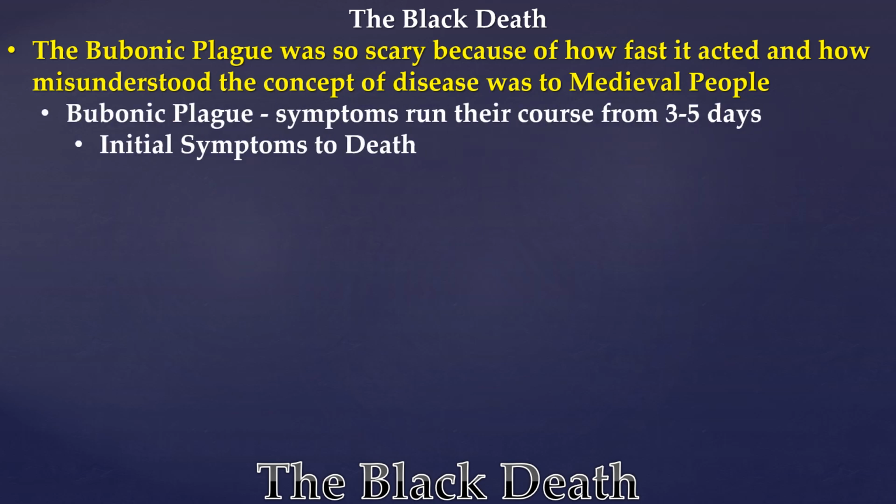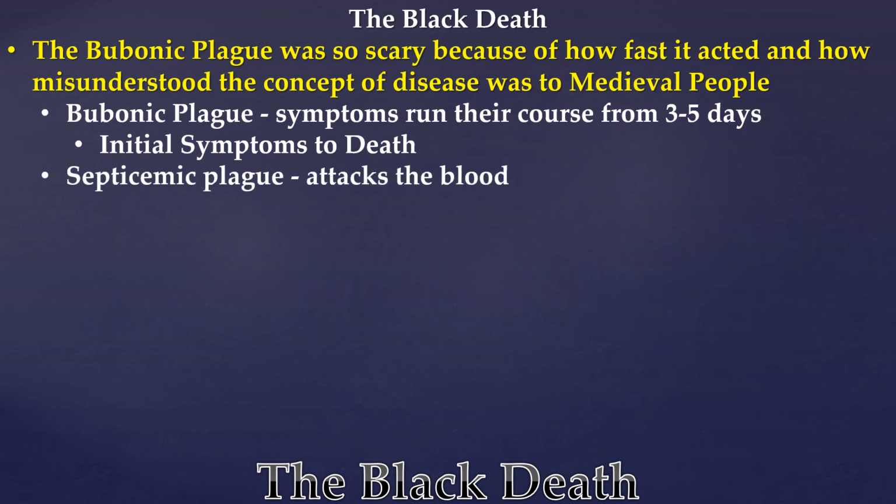Bubonic plague, their symptoms will run their course in 3 to 5 days. So what does that mean? That means from the initial symptoms to if this disease is going to kill you, you might be dead in a week. So people are waking up happy, carefree on Monday, and then Friday they are dead. And that is wild and crazy, where people that are seemingly healthy are within a week dropping dead. And again, that's with all the buboes and the flesh rotting from their bodies and faces.